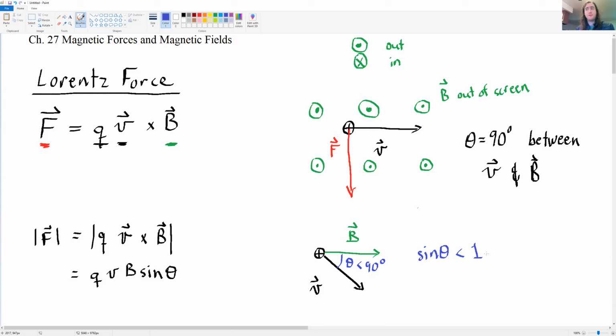For example, if the velocity was at an angle of 90 degrees with respect to the magnetic field. So another way of looking at it is to say that only the component that is perpendicular to the magnetic field counts towards the magnetic force.